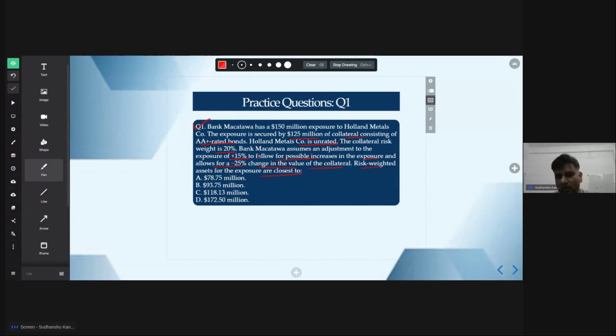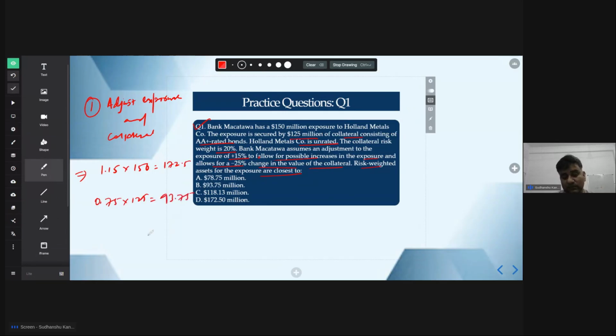Right. How do we need to proceed here? See, first you do what? In this case, the first step is you adjust the exposure and collateral. When I say adjust exposure and collateral, basically exposure increases by 15%, so 1.15 times 150, which brings me 172.5. Collateral decreases by 25%, so 0.75 times 125, which is 93.75, right? So this is the first step.